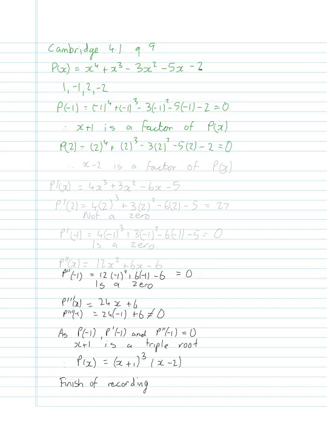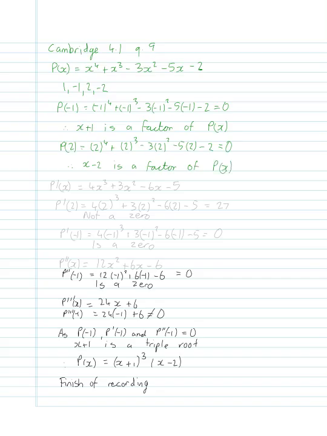And the other two don't work. So you found that your two zeros are minus 1 and 2, and that x minus 2 is a factor. So you already know two of the factors of p(x).